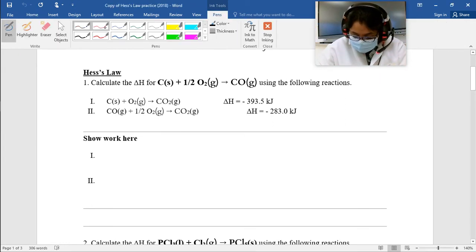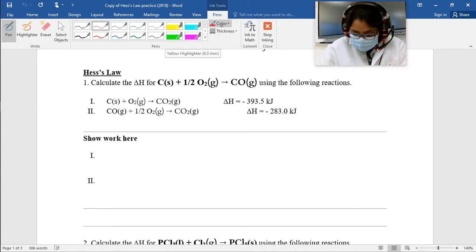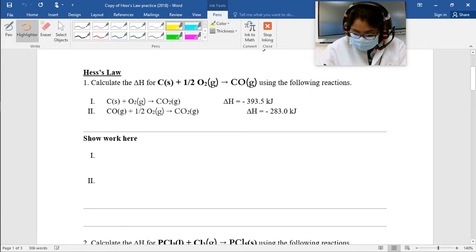All right. So remember the 3 questions that you have to ask every time you do this kind of problem. The first question is, does the given equation have anything that I want? Then the second question is, is it the correct number of things? And the third question is, is it on the correct side?